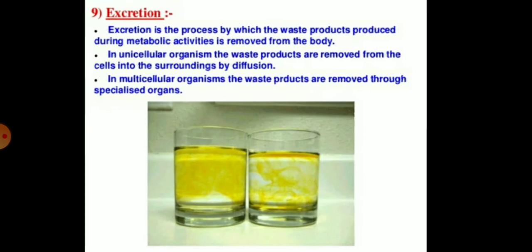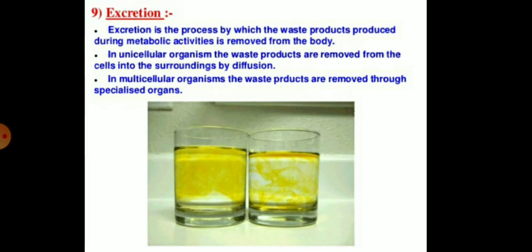So, children, the next topic is excretion. Excretion is the process by which the waste products produced during metabolic activities are removed from our body. In unicellular organisms, the waste products are removed from the cells into the surroundings by the diffusion process.